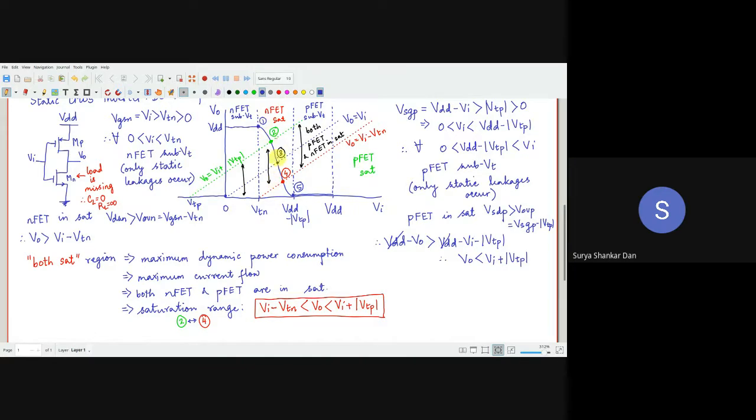As I said, this diagram is not correct. In the actual one, 2 to 4 is perfectly vertical. That means it is providing maximum gain, and it is consuming maximum power. So to reduce power consumption, we have to work on the saturation region. Okay, very good. That's all for today.